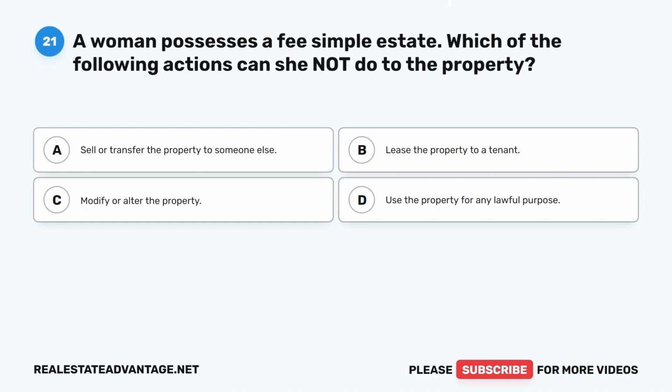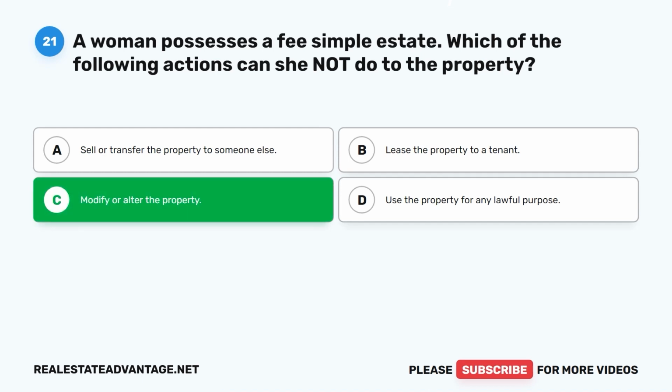Question 21. A woman possesses a fee simple estate. Which of the following actions can she not do to the property? A. Sell or transfer the property to someone else. B. Lease the property to a tenant. C. Modify or alter the property. D. Use the property for any lawful purpose.